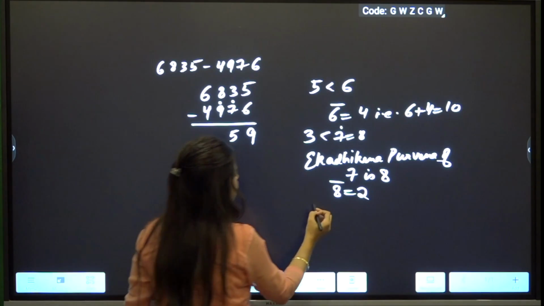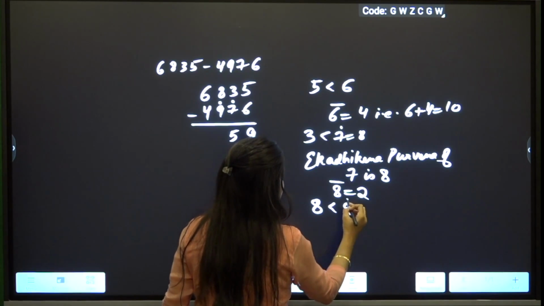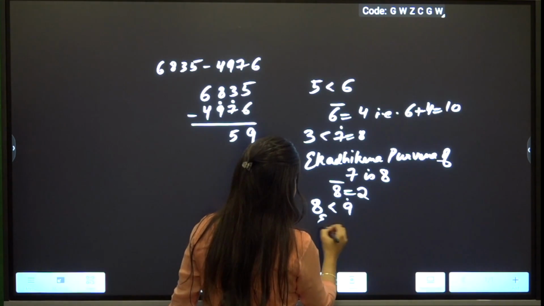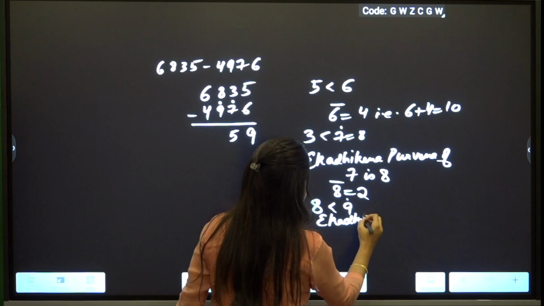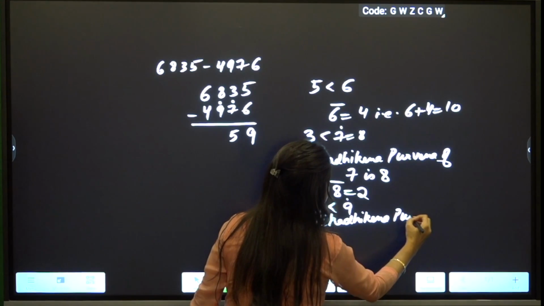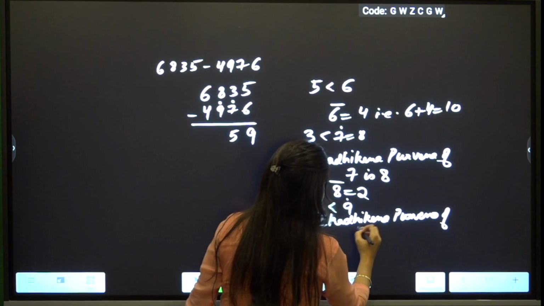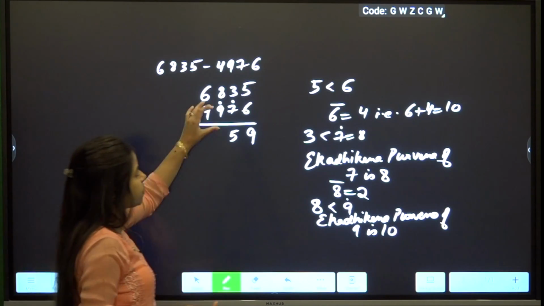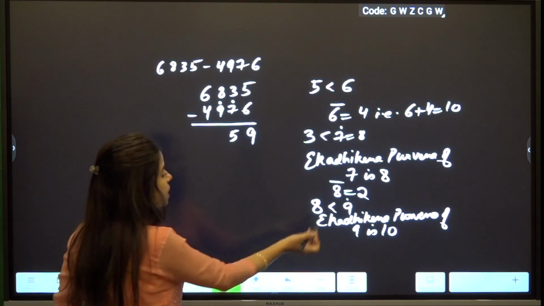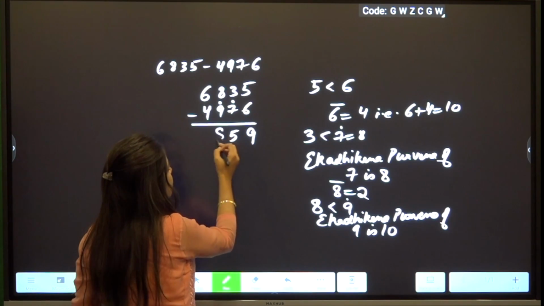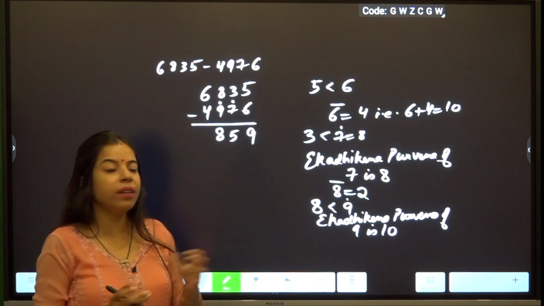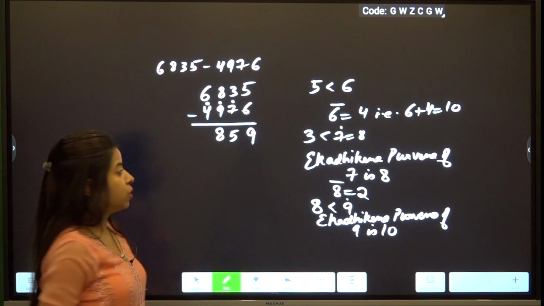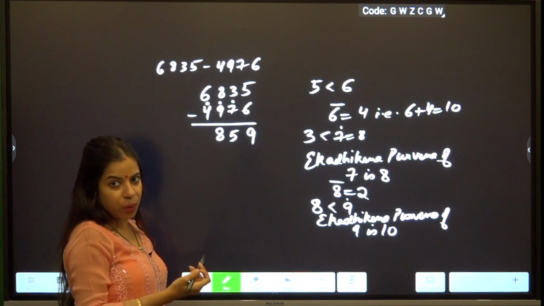Now again 8 is less than 9 dot. Okay, and 9 dot is again one more than 9, which is 10. So here we can see this is becoming 10. So this is 8 plus 0, which is 0, and the 1 of the 10 will be carried over here as a dot above 4.